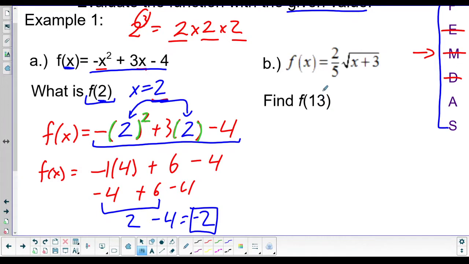So we're going to take this f of x function, 2/5 times the square root of x plus 3. And they're telling us to plug 13 into the x. So they're saying x equals 13. So our first step is rewrite the f of x function.